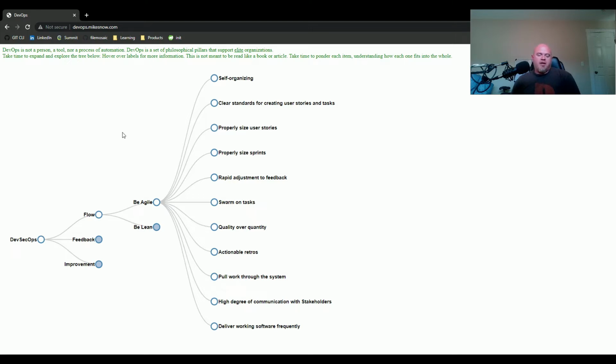And this final thing, deliver working software frequently. And there's a whole paradigm around that. Talk about continuous delivery, continuous integration, and trunk-based development.